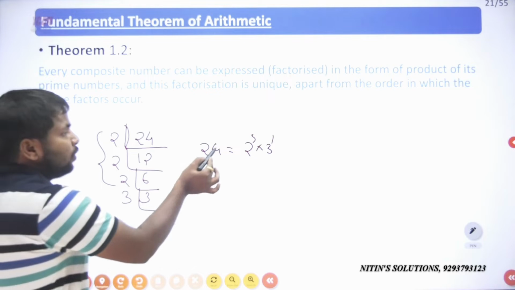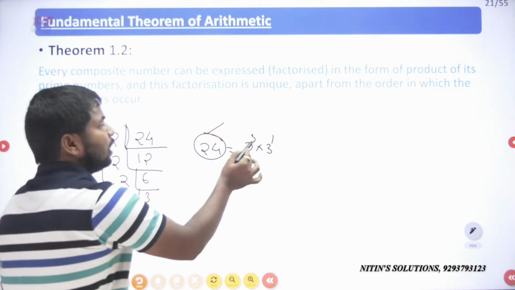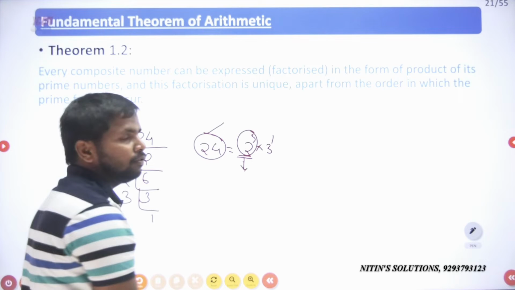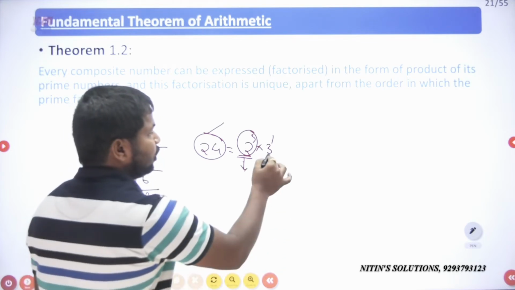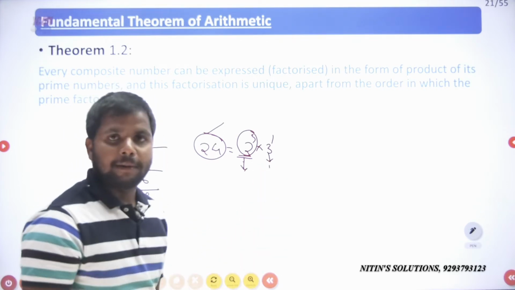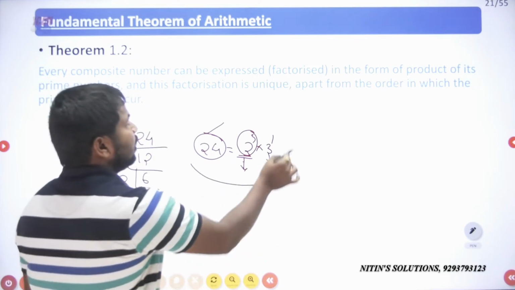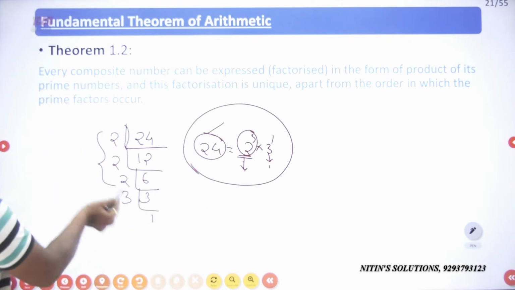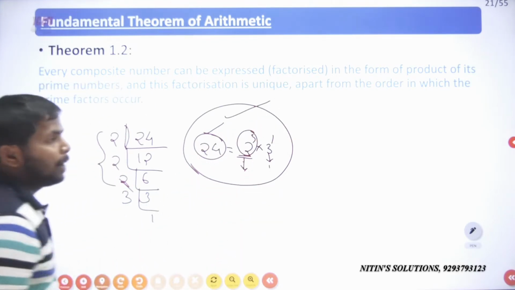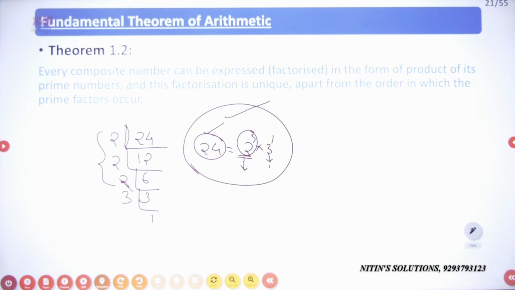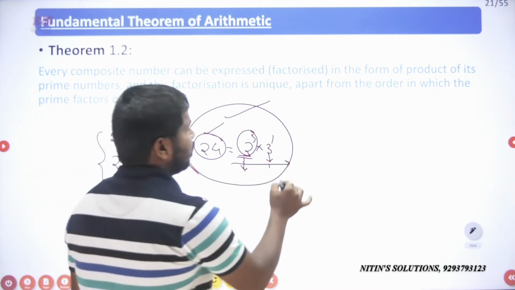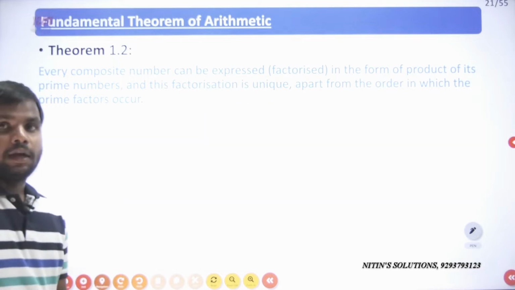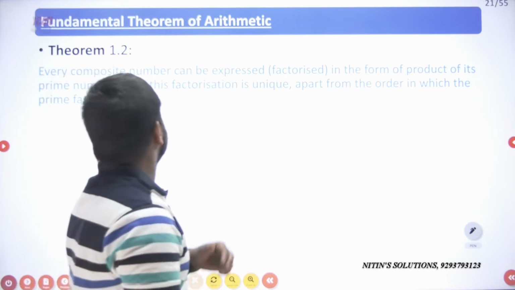So we know that 24 is a composite number. Now 2 to the power of 3 is a product of prime numbers, and 3 to the power of 1 is also a product of prime numbers. So every composite number can be expressed in the form of a product of prime numbers, which is unique in this order. That is the fundamental theorem of arithmetic.